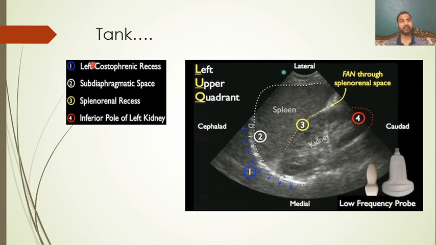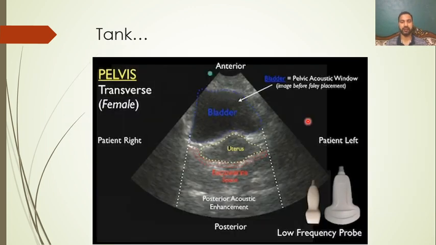Next important thing is the splenorenal pouch. Here again you have to look for all the four areas which I have discussed in the previous slide for the hepatorenal pouch. All those areas have to be assessed again for any kind of fluid collection. And the last area is the tank or pelvis area, in which there is a bladder, uterus, and a rectouterine pouch. If you see any kind of collection here in the rectouterine area, it suggests a disruption of any kind of viscus here.